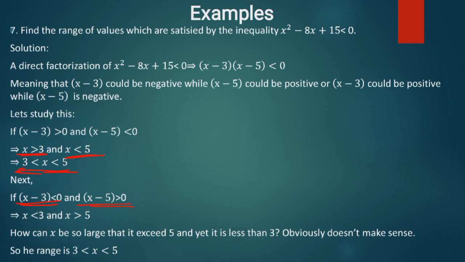So it's not possible that this range will exist, this range we're trying to evaluate here, the next one here. So the only range will be that x lies between 3 and 5, which is the first one. So that is the range we are looking for, which is our answer. Okay.